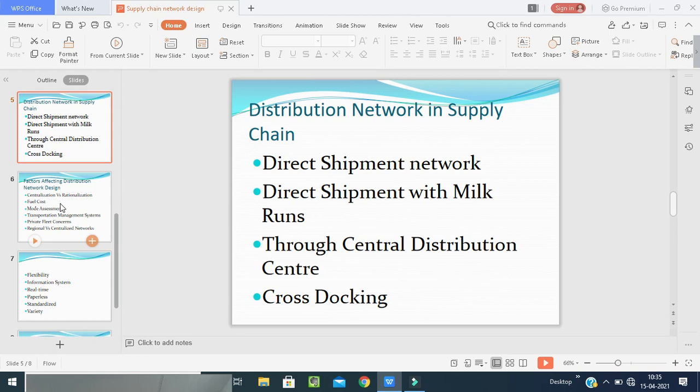Next, the third one is milk runs through central distribution centers. So here what is happening? The shipment through a distribution center will be there.